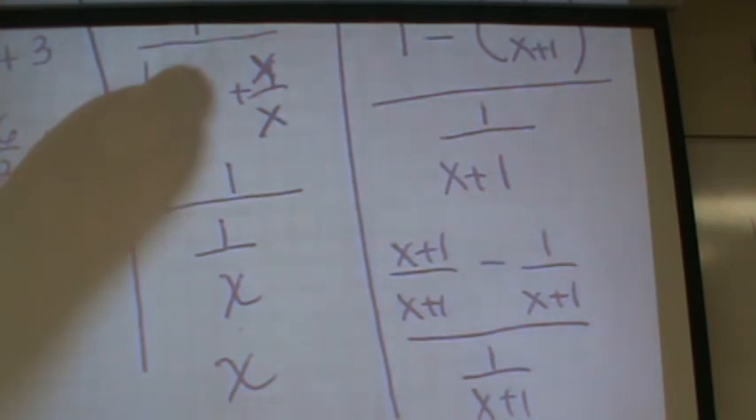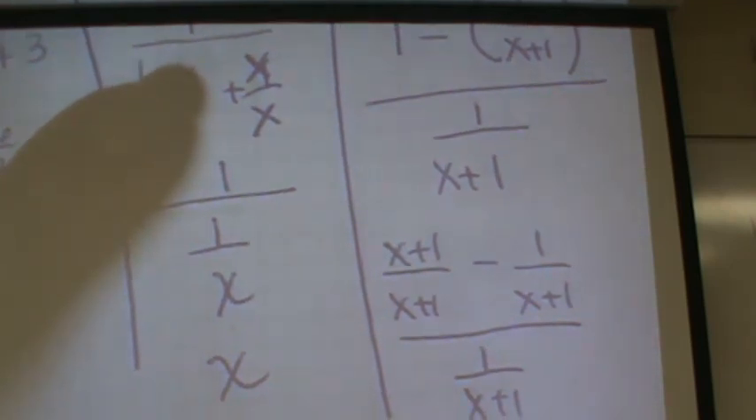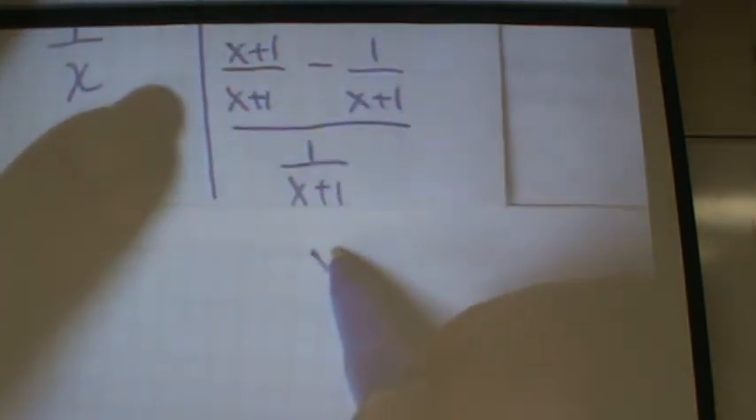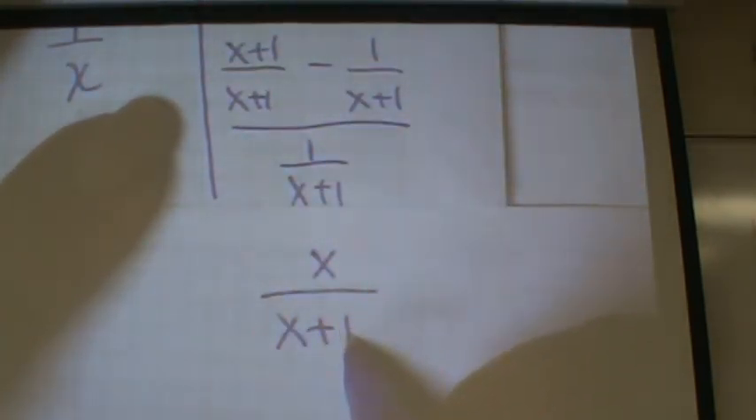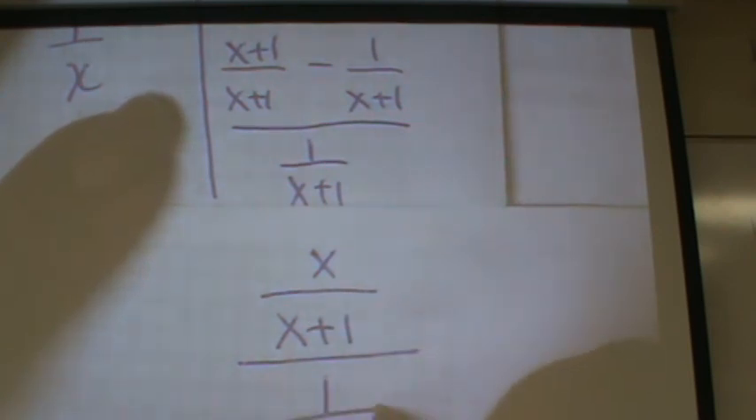What's going to happen is you're going to distribute this, actually subtract that. These ones cancel, so you have x in the numerator, x over x plus 1 over 1 over x plus 1. These x plus 1s cancel, and you have x over 1, which is x. Homework's done.